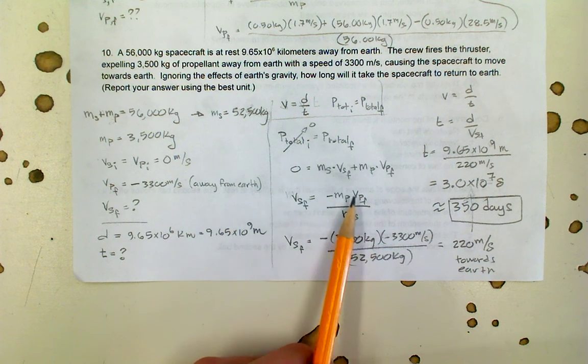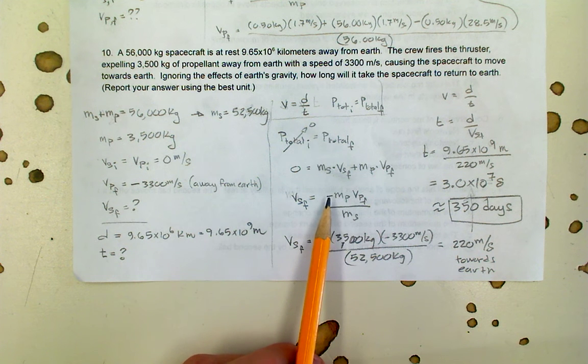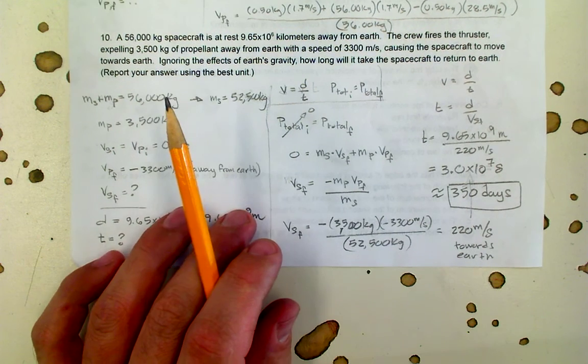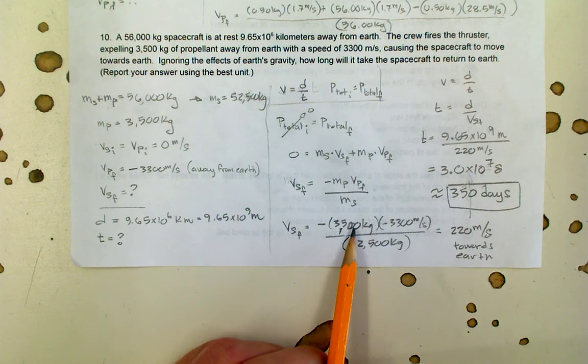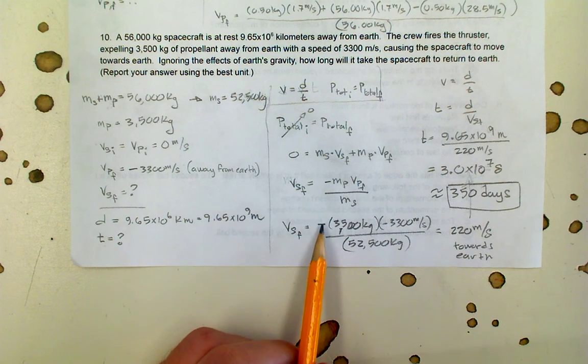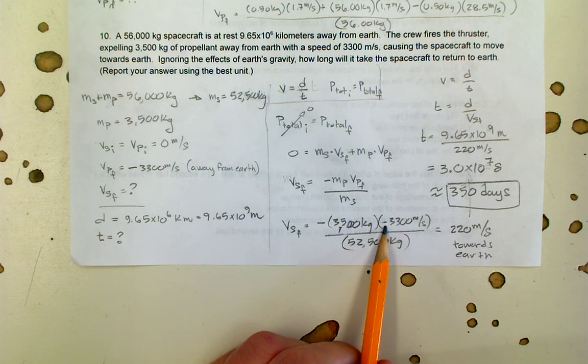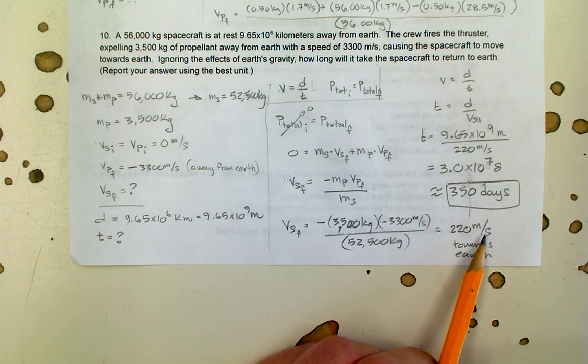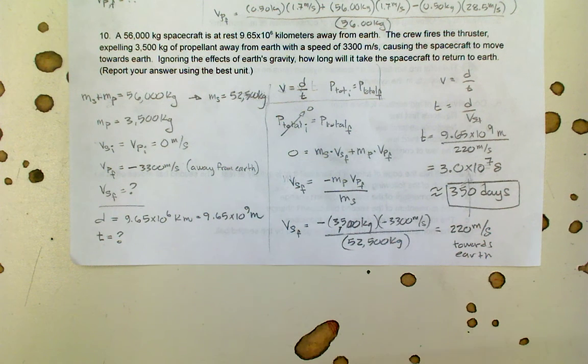So again, I can rearrange this to solve for the thing that I don't know, and over here is everything that we do know. We get that negative sign when we subtract this term to the other side. And when I plug in all my numbers, I got the negative sign from my formula and the negative sign from my velocity, which cancel out, and I end up with 220 meters per second towards Earth. That's the speed of the spacecraft.